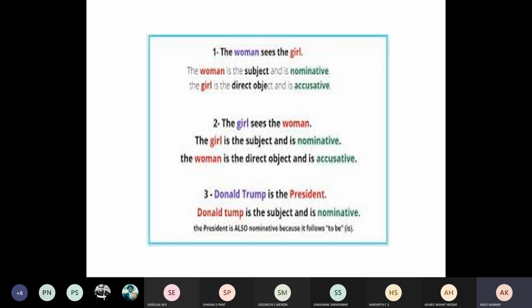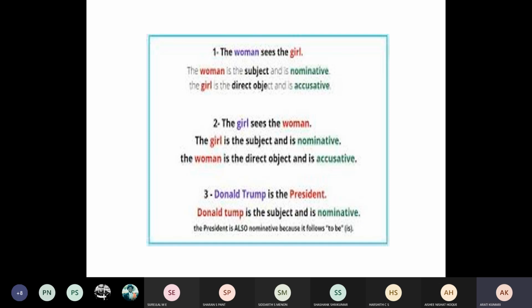Okay, so now, what is the subject in this sentence? Die Frau. She is the one who is doing the action. She is seeing. So she is the subject. And whom is she seeing? She is seeing the girl. If it is a person, then you will say whom, as in English. And if it is a thing, you say what. So die Frau sieht das Mädchen. So here die Frau is the nominative case, and das Mädchen is the accusative case.